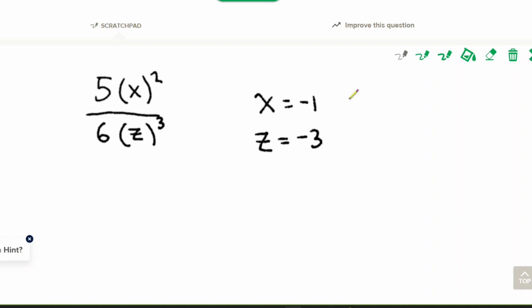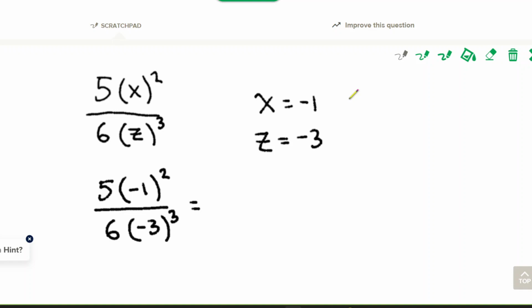So once again, I'm going to just be replacing the values x and z with -1 and -3 respectively. They already have the parentheses there, so I don't need to write another set of parentheses when I make my replacement. So this is 5 times, and then x is -1 to the second, divided by 6 times, and then the value of z is -3, and that's being cubed.